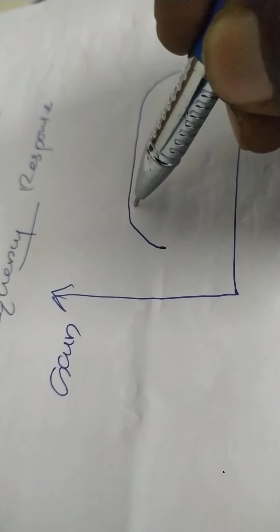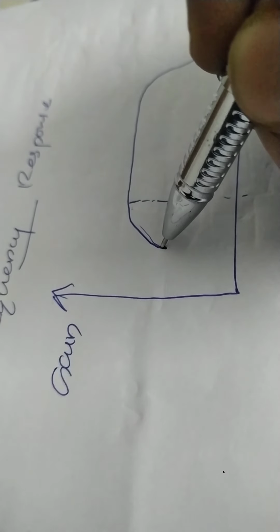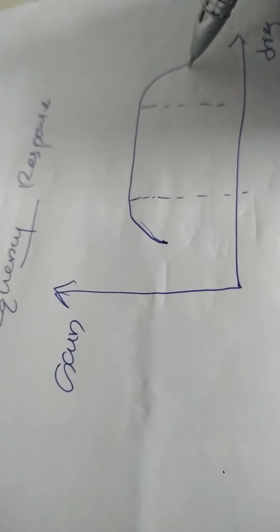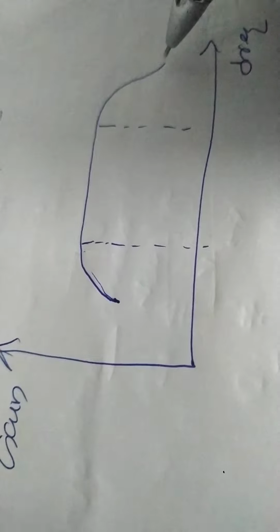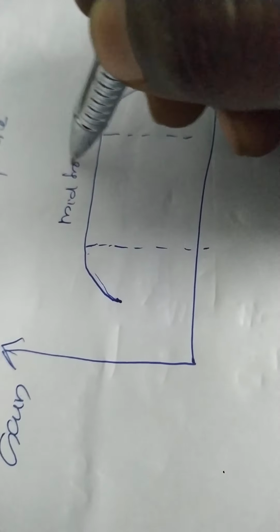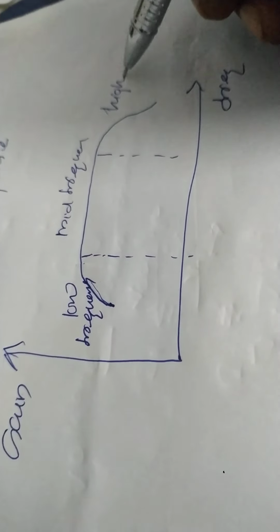In the low frequency region, the gain is low. In the mid frequency region, we have sufficient gain. In the high frequency region, again the gain becomes low. That is, in the mid frequency region the amplifier gives sufficient gain, but in the low frequency region the gain becomes low, and in the high frequency region the gain is again low.